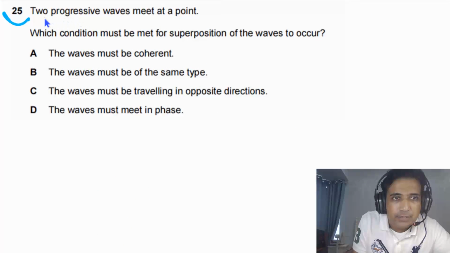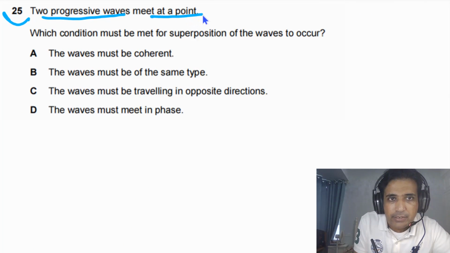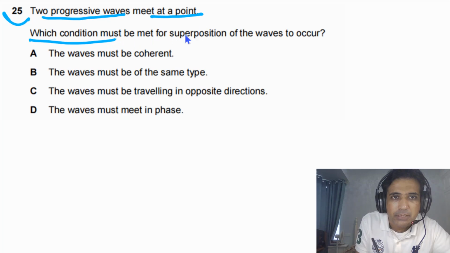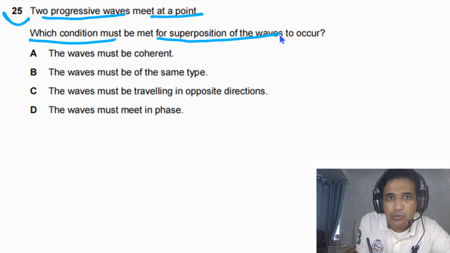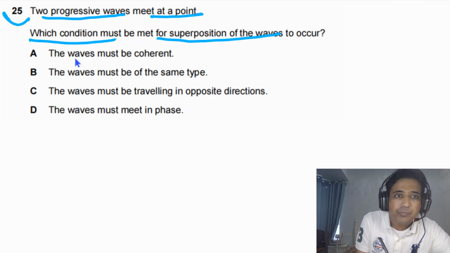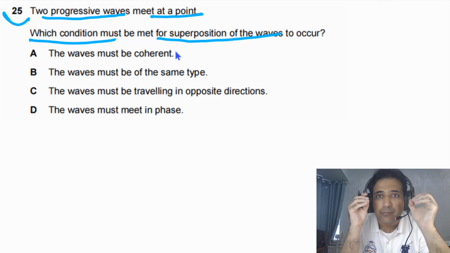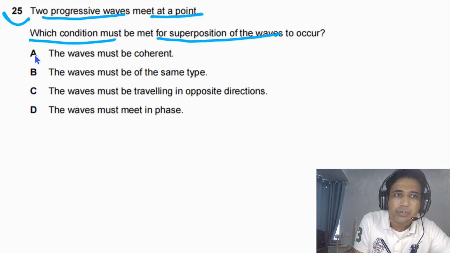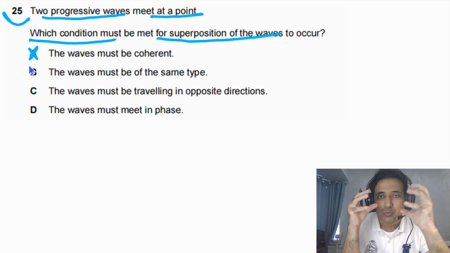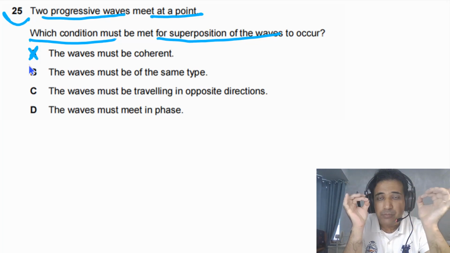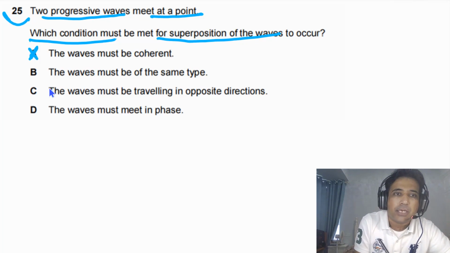Question 25 says two progressive waves meet at a point. Which condition must be met for superposition of the waves to occur? The waves must be coherent. Coherent means that waves have constant phase difference and the same frequency. This is not a requirement, not a condition for waves to interfere with each other, to superpose with each other when they meet at a point. So this is not the requirement.